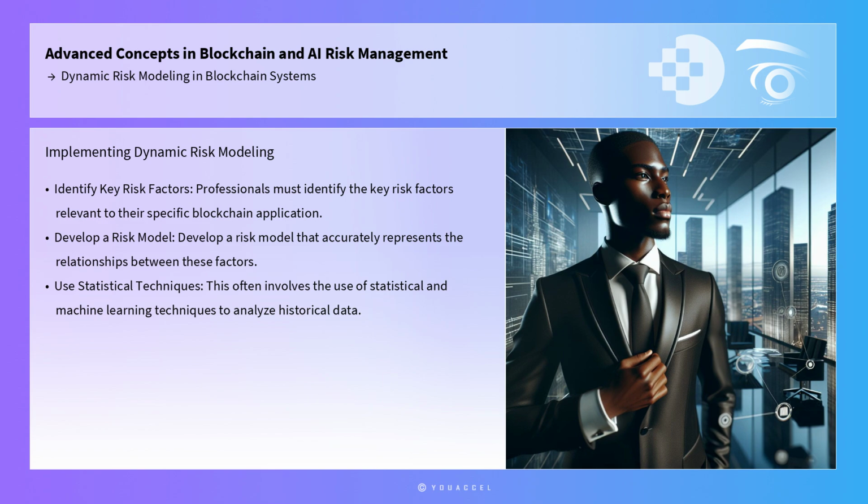In practice, implementing dynamic risk modeling involves several critical steps. First, professionals must identify the key risk factors relevant to their specific blockchain application. These may include technical risks such as vulnerabilities in the code, operational risks like network congestion, and external risks such as regulatory changes. Once these risk factors are identified, the next step is to develop a risk model that accurately represents the relationships between these factors. This often involves the use of statistical and machine learning techniques to analyze historical data and identify patterns that can inform the risk model.